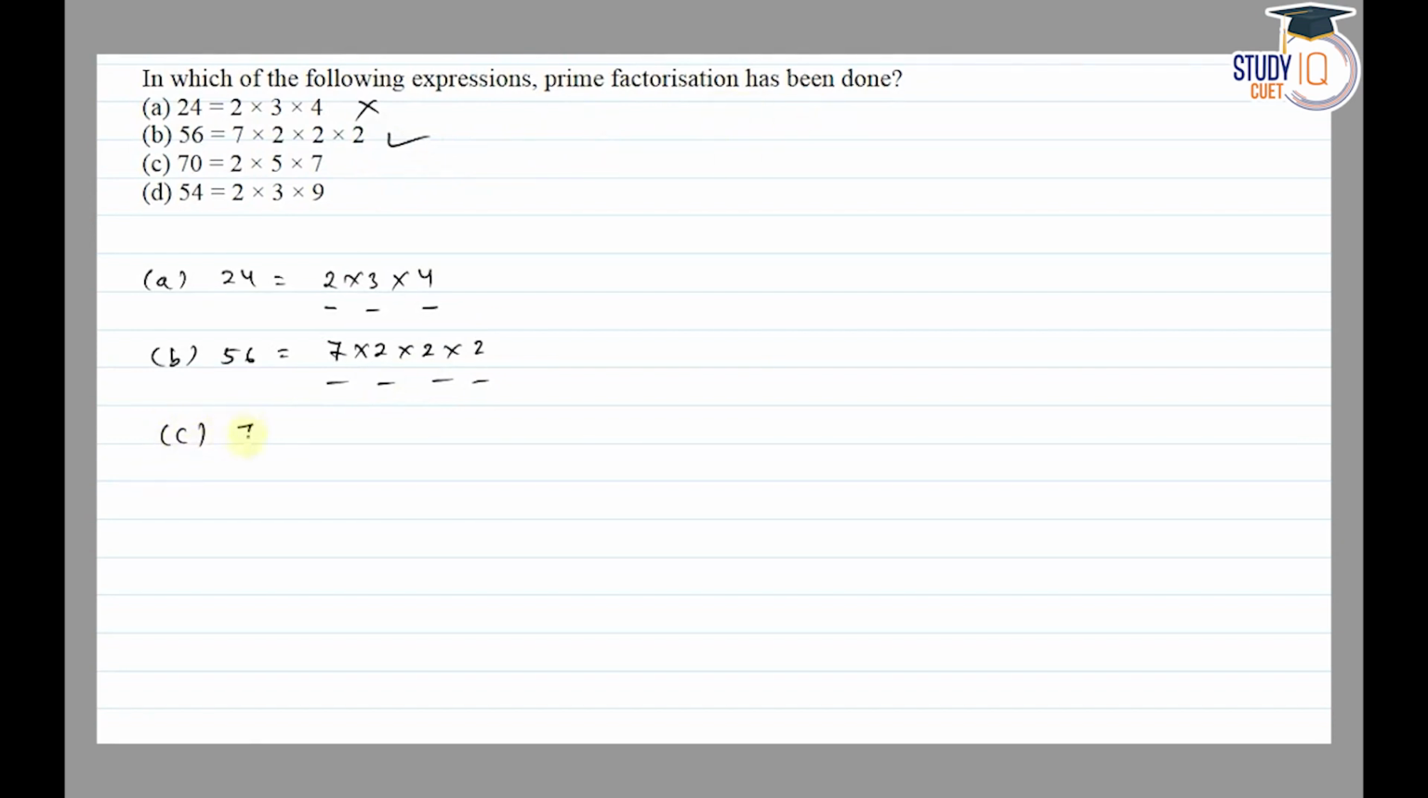C. 70 is equal to 2 into 5 into 7. So 2, 5, 7. These are prime factors. So prime factorization has been done in part C.